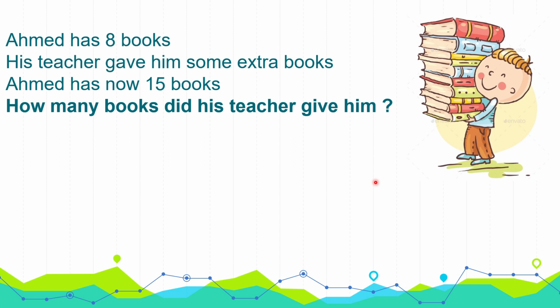So Ahmed has 8 books. His teacher gave him some extra books. Ahmed has now 15 books. How many books did his teacher give him? So let's think of this together.